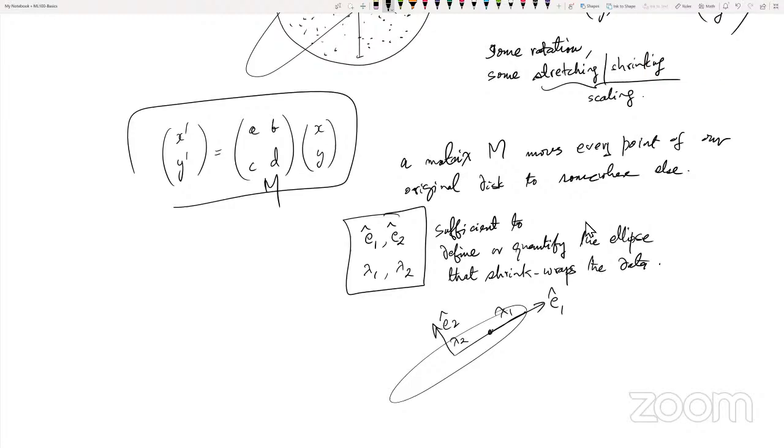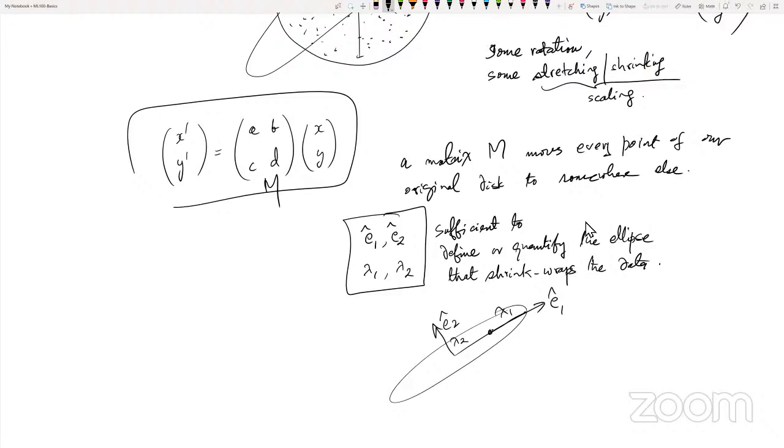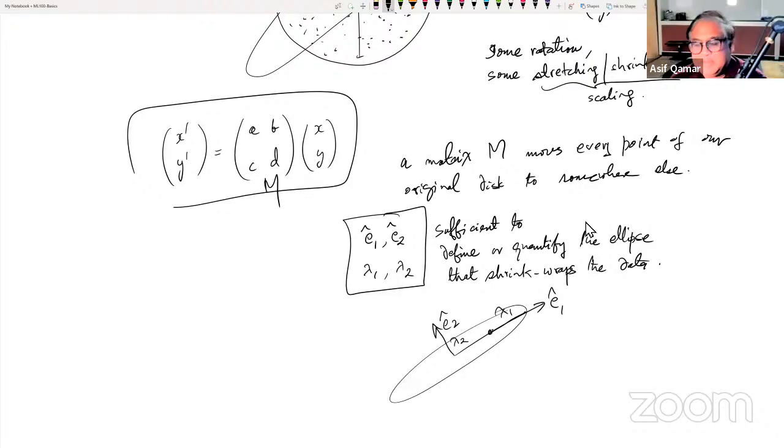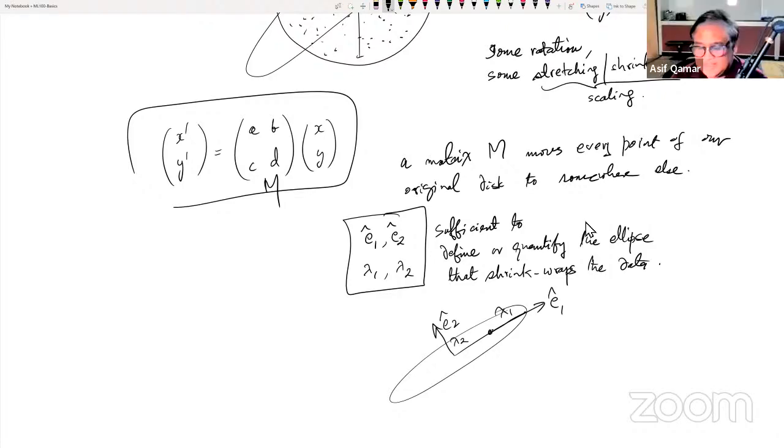Can E1 and E2 boil down to just rotations, and lambda 1, lambda 2 are the stretches? E1 and E2 are the directions. Yeah, these are the principal axes, the major and minor axis of the ellipse. So they are vectors, and lambda 1, lambda 2 are the stretches, the degrees of scaling. That's all.